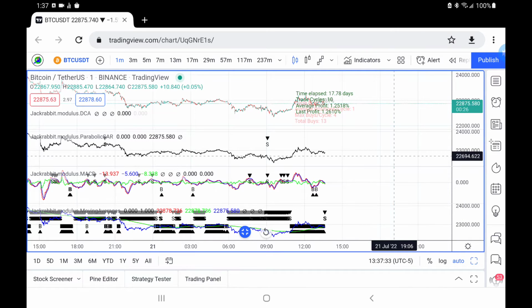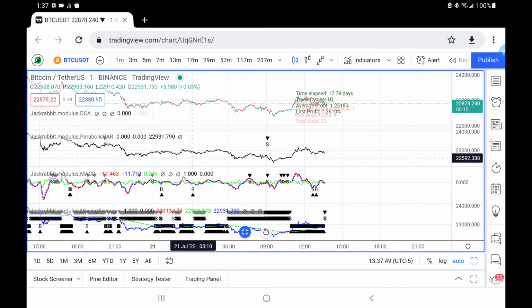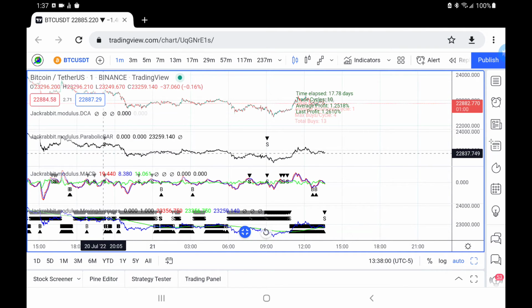Here we have the Parabolic Sar. We're using it as a confirmation filter, just to make sure that we get only the best opportunities. As you can see right here, we have two sell signals, but the Parabolic Sar confirmed that this sell signal was the best one for the opportunity.